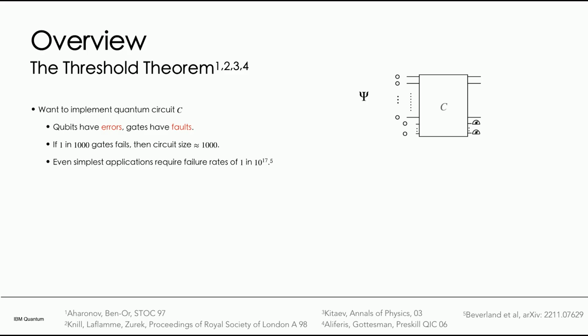And unfortunately, the answer seems to be not much, because many of the applications that we're interested in from quantum dynamics, finding the ground states of quantum systems, and Shor's algorithm itself, they seem to require very low failure rates, as low as 1 in about 10 to the 17.